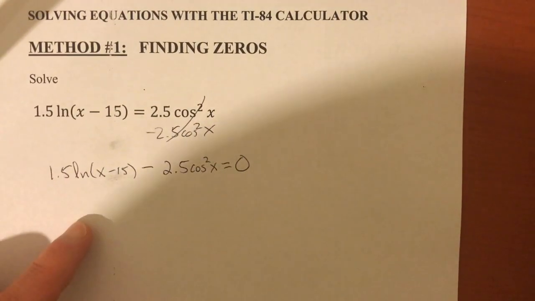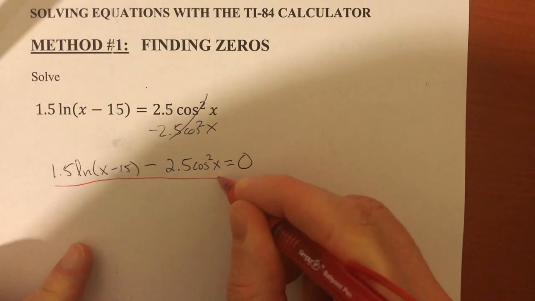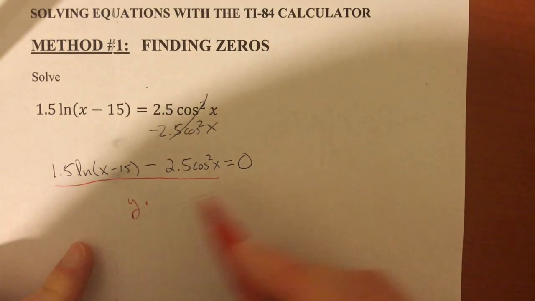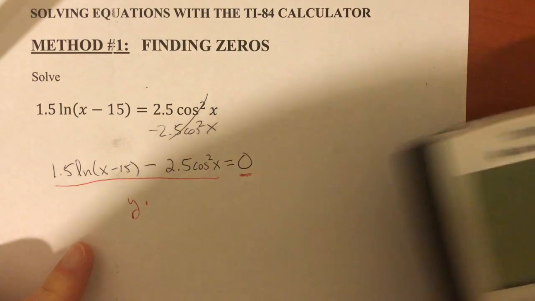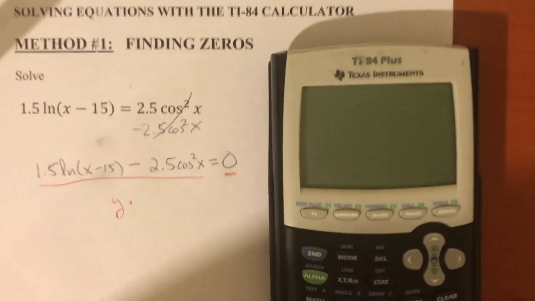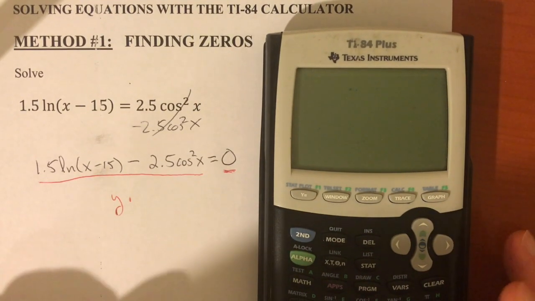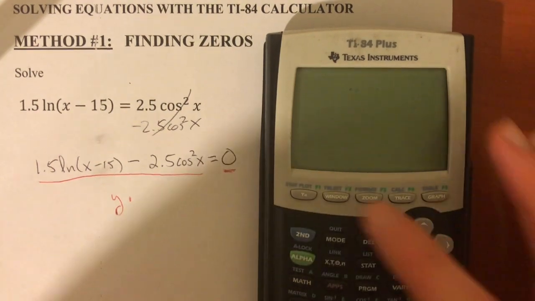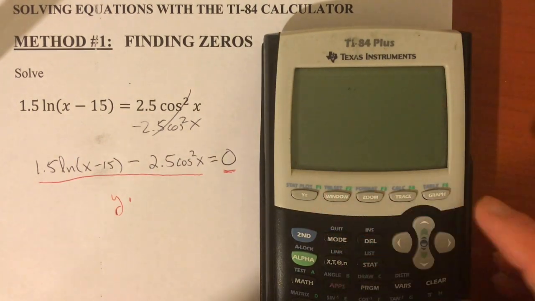Okay, so now what I'm going to do is use my graphing calculator to graph this as my y1, and I'm going to use the zero feature to find when it equals 0. I'm going through this as if you have very little familiarity with the graphing calculator, so you may already be comfortable with the graphing features, but the purpose here is to show some features you might not be that familiar with.